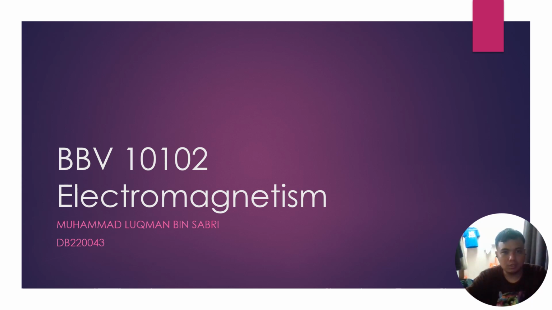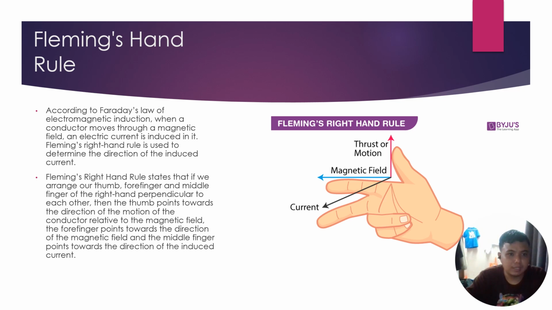So today I want to make a presentation on five topics that we include in this slide, for the exam of subject BDD 10102 Electromagnetism. So without further ado, let's go to our first chapter, which is Fleming's hand rule.